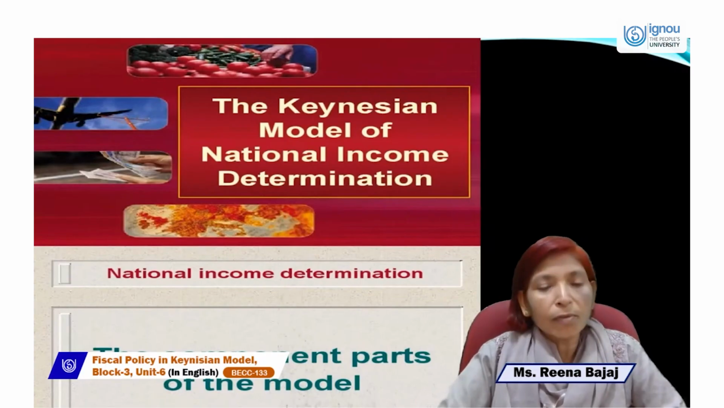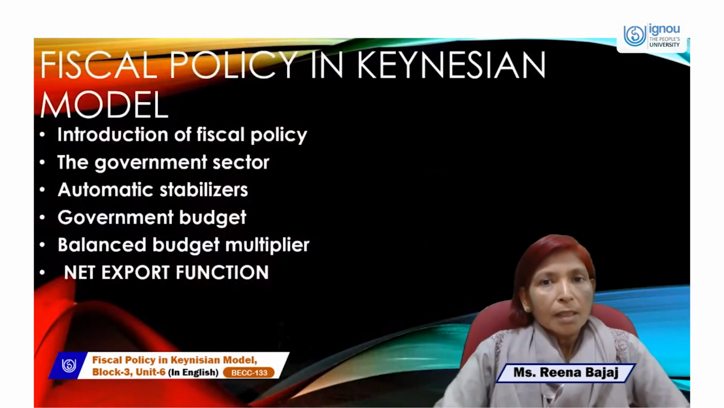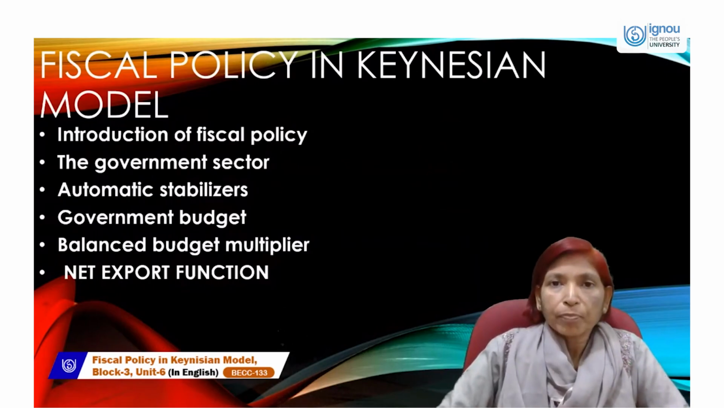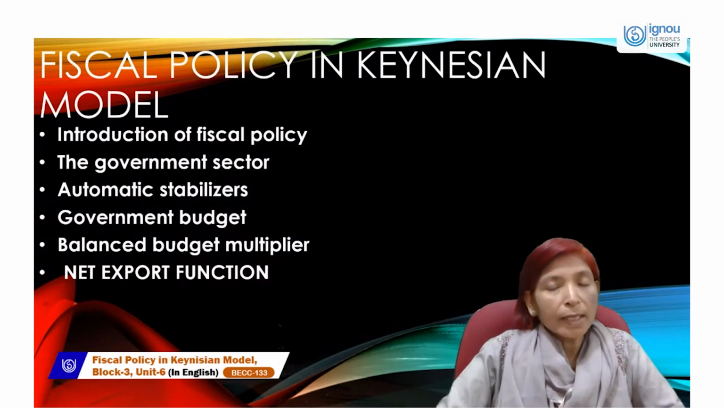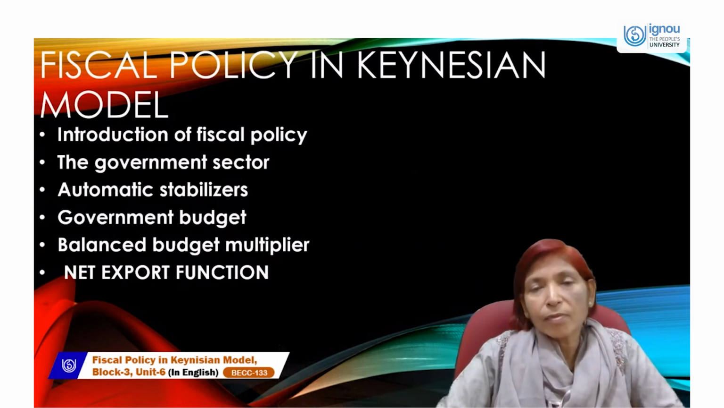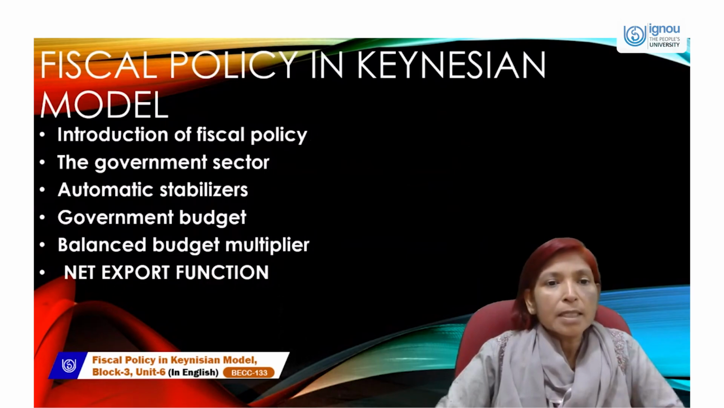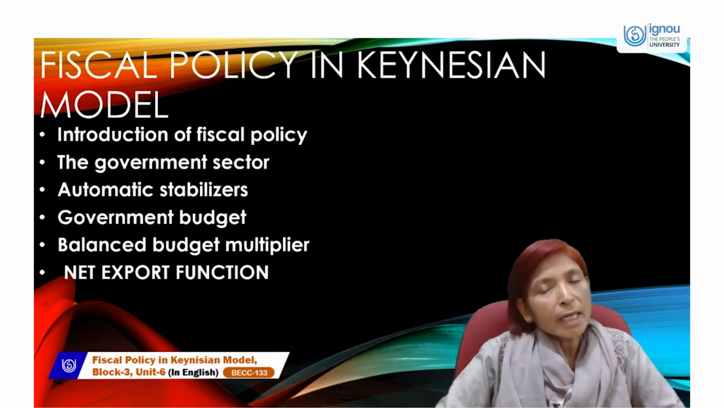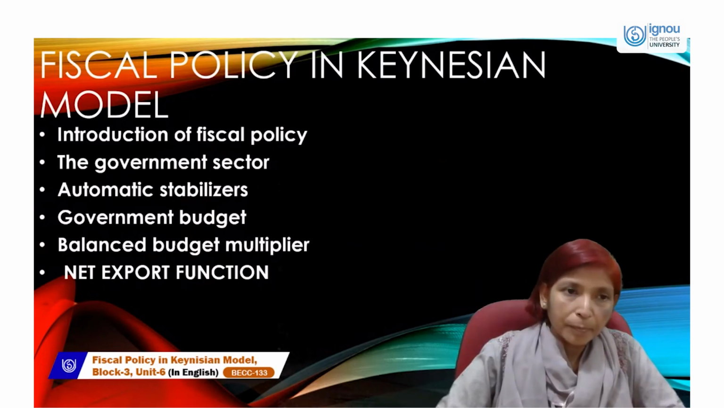So, let us start from the first topic in this session: fiscal policy in the Keynesian model. You know that J.M. Keynes is a very famous economist who introduced macroeconomics. In any economy, there are two types of policy: one is monetary and the other is fiscal.